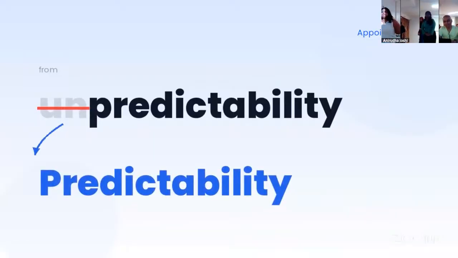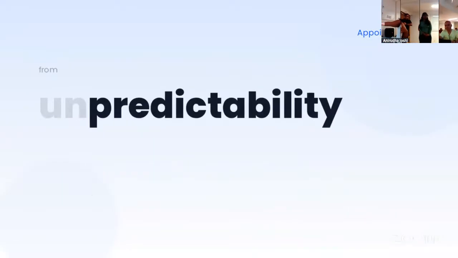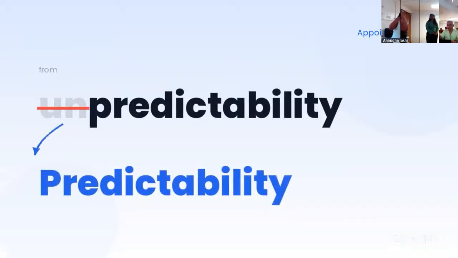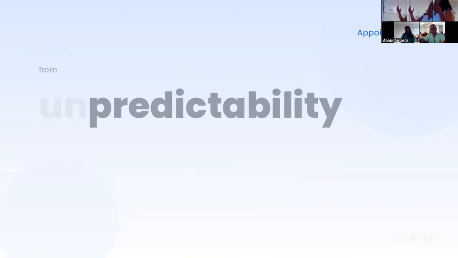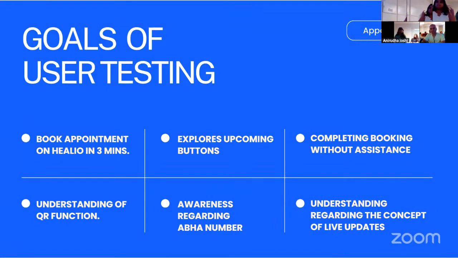So, we realize that we have to deal with unpredictability and we need to create a model which is more predictable for our patients. Keeping this in mind, we set some user goals. We set a task asking them to book an appointment under 3 minutes. Is the user exploring buttons? Is he completing booking with assistance or without assistance? Is he understanding the function of QR? Do they have awareness about Aadhaar code, Aadhaar number? And do they understand the new feature about live updates?